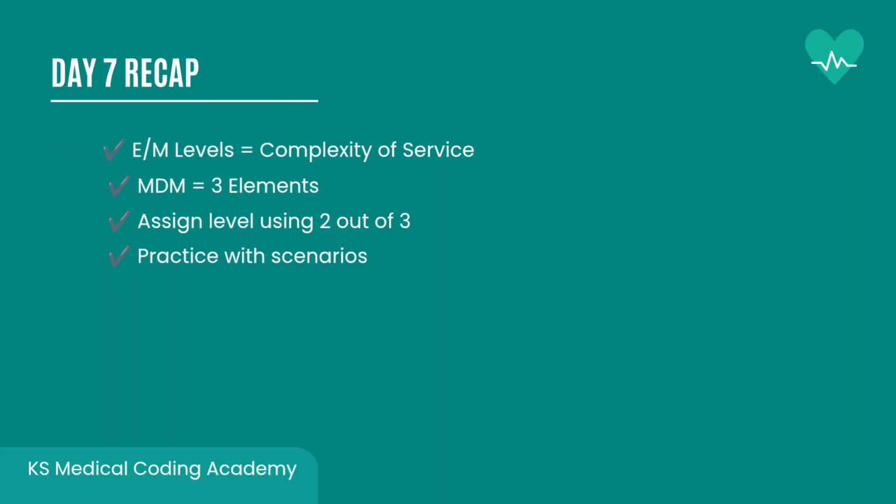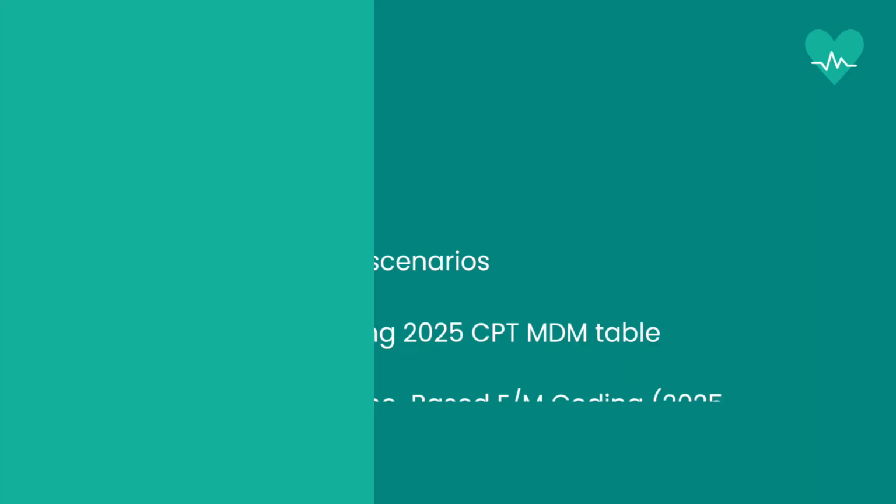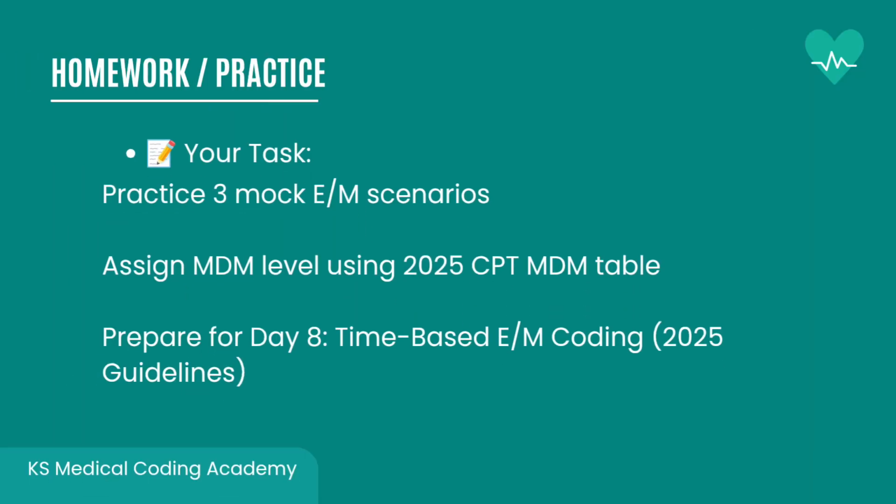Let's recap. EM levels are based on complexity. MDM has 3 elements: problems, data, and risk. You must meet 2 out of 3 to assign the level, and always use the 2025 guidelines when coding office visits. For your Day 7 homework, try 3 mock case studies. Use your CPT 2025 book to identify the correct MDM level.